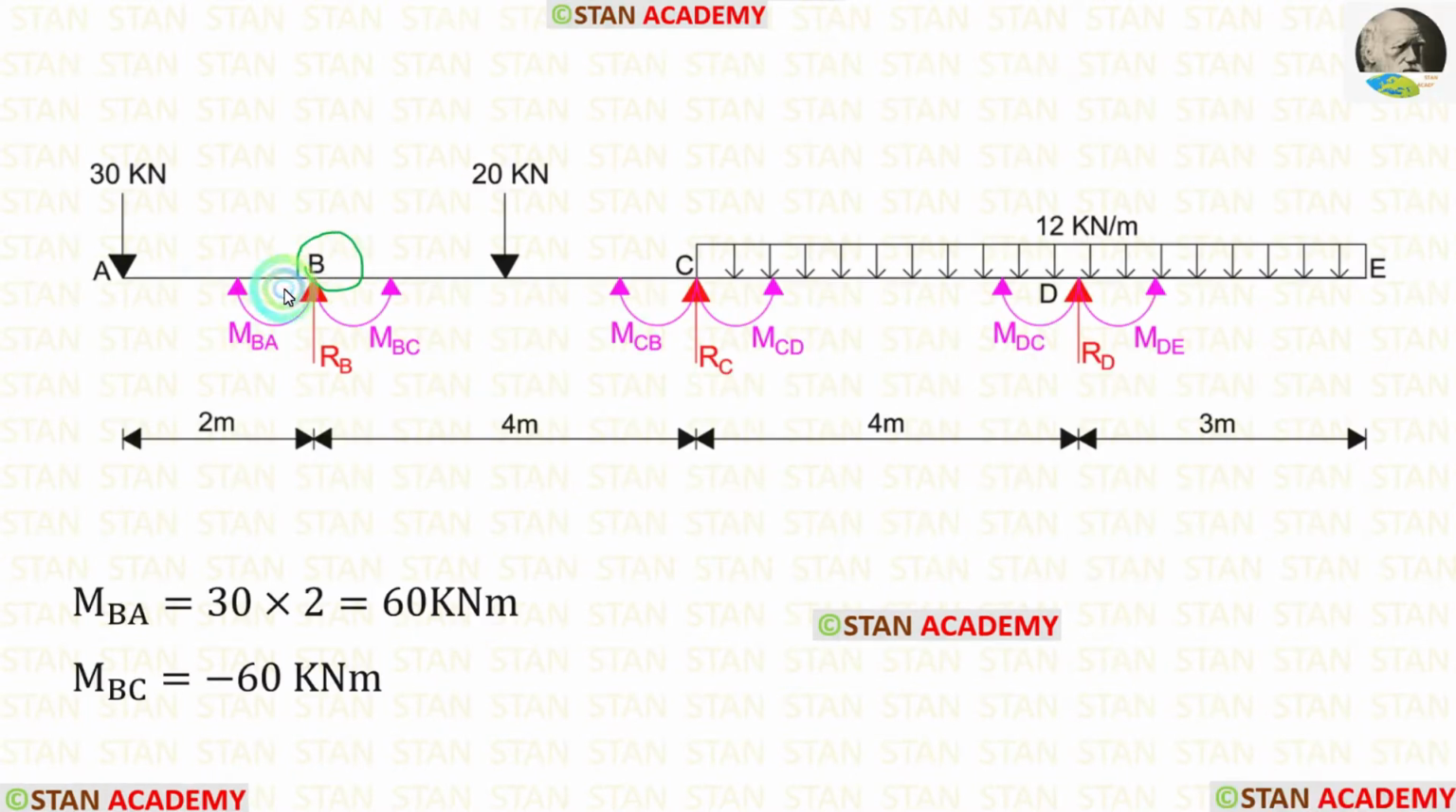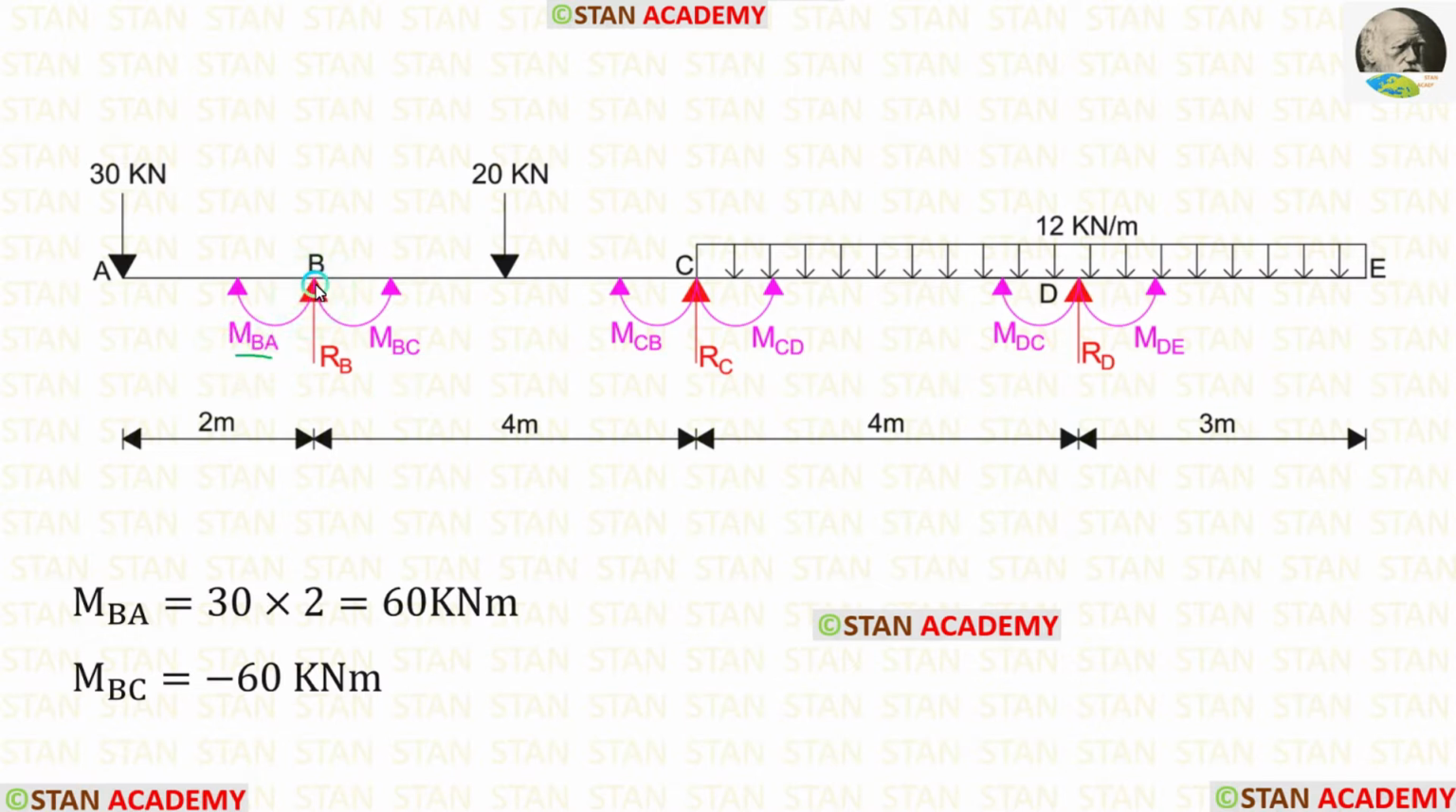In the joint B, we can easily calculate the moments MBA and MBC because there is an overhanging span on the left of B. To calculate MBA, we have to multiply this load with the overhanging distance. When we do that, we are getting 60 kN meter. MBA should be positive because it is acting in the clockwise direction. MBA and MBC will have the same values, but the sign only will be different.